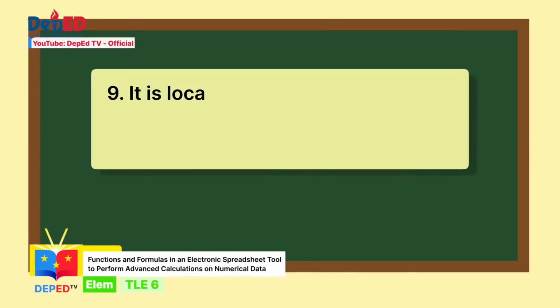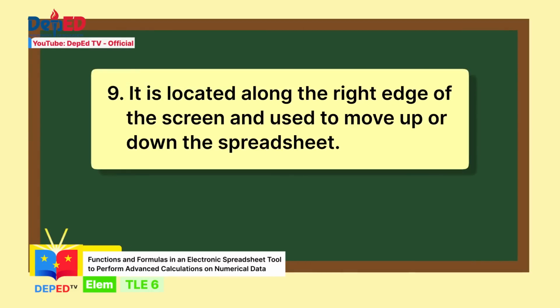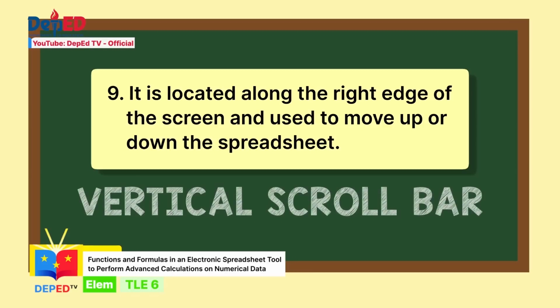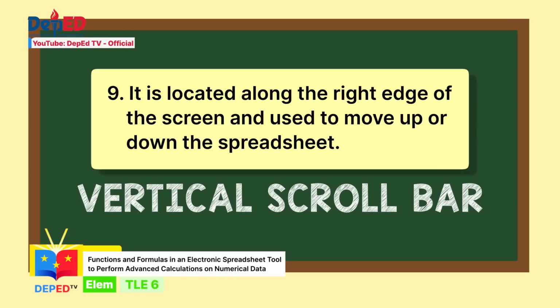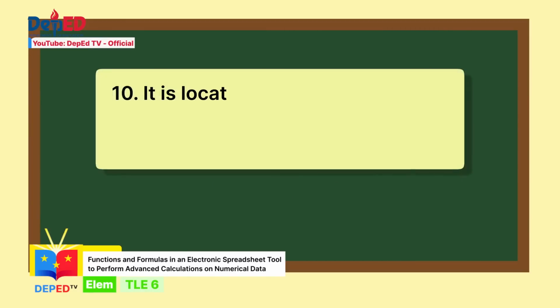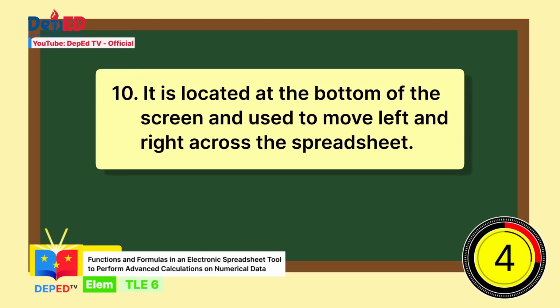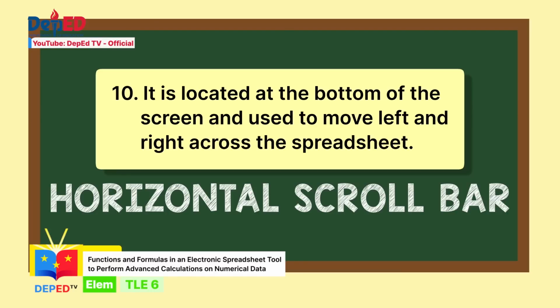Number 9. It is located along the right edge of the screen and used to move up or down the spreadsheet. And the correct answer is vertical scroll bar. Number 10. It is located at the bottom of the screen and used to move left and right across the spreadsheet. And the correct answer is horizontal scroll bar.